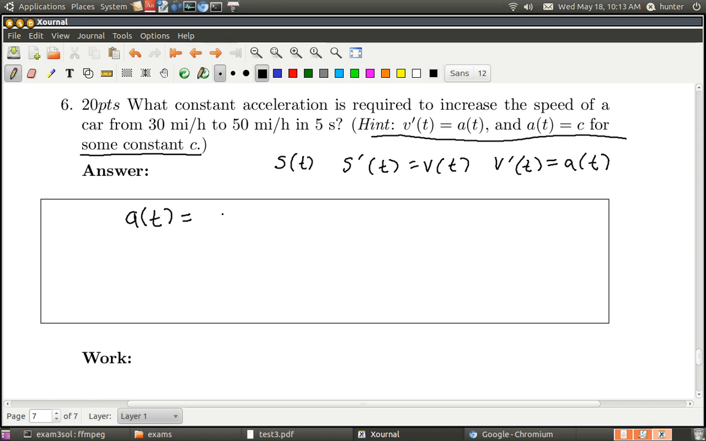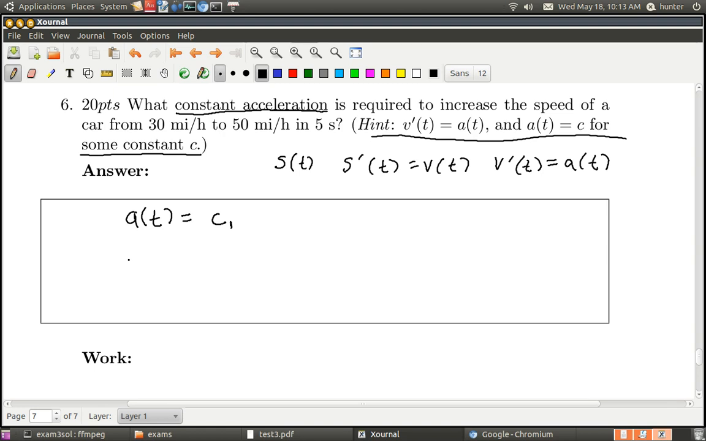This is the acceleration function, and I'm just going to say that the acceleration is c. It's some constant. I don't know what the constant is, but the problem tells me that the acceleration is constant. So I can suppose that the function that describes acceleration as a function of time is just some constant c. And I'm going to call it c1 because another constant is going to show up in a second.